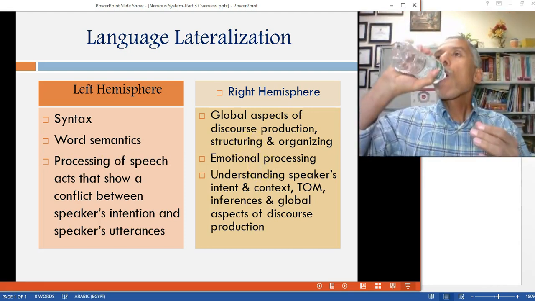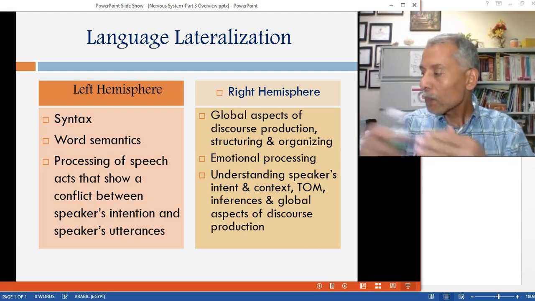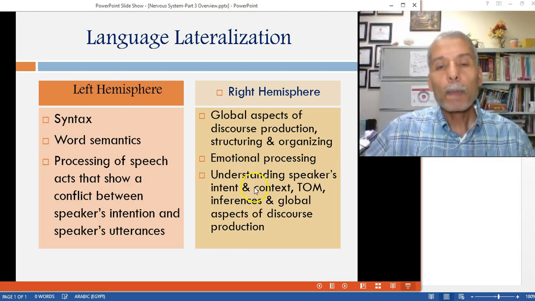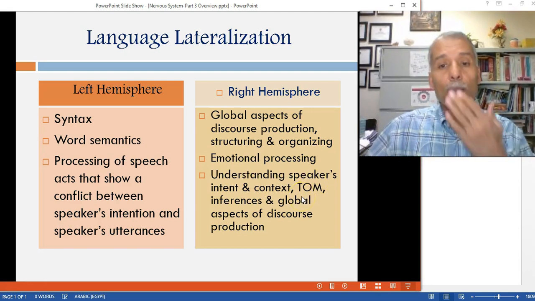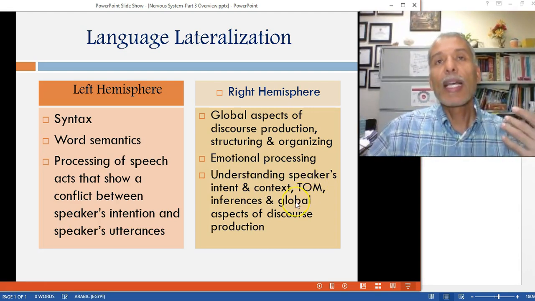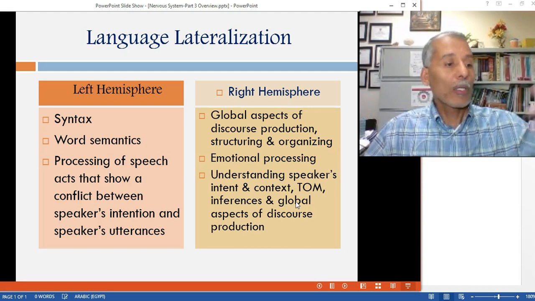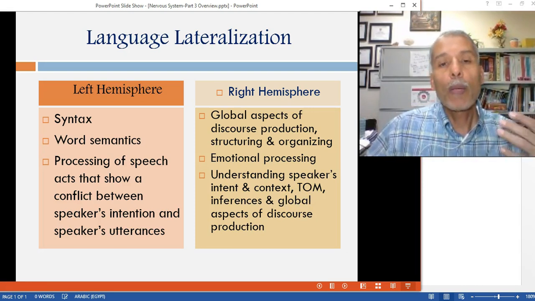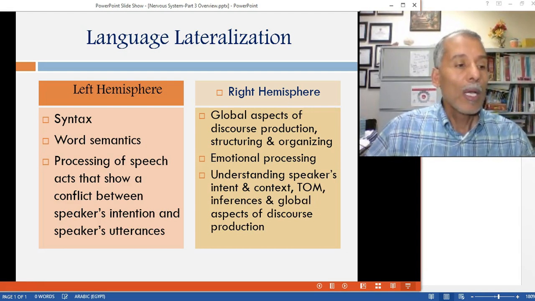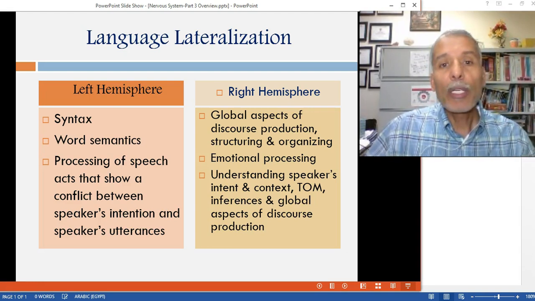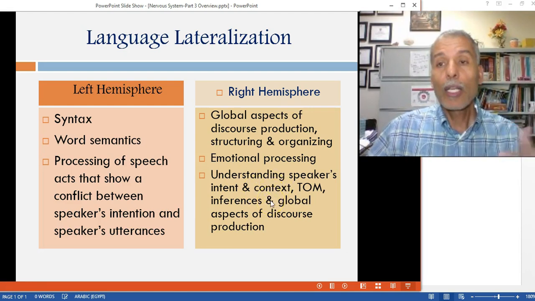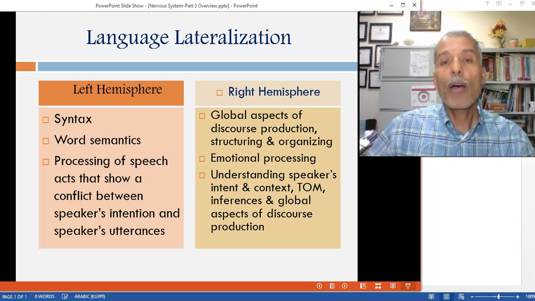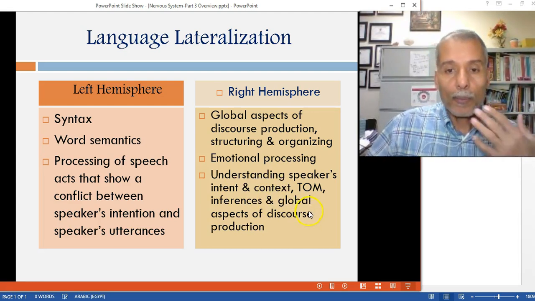Also, the right hemisphere enables you to understand the speaker's intent and the context. For example, what kind of person am I dealing with? Is that person my boss? Is this person my colleague? Should I start speaking now? Is it a good time? And you look at all aspects of the context to regulate your communication with others, or when to do something, when to stop, and so on.